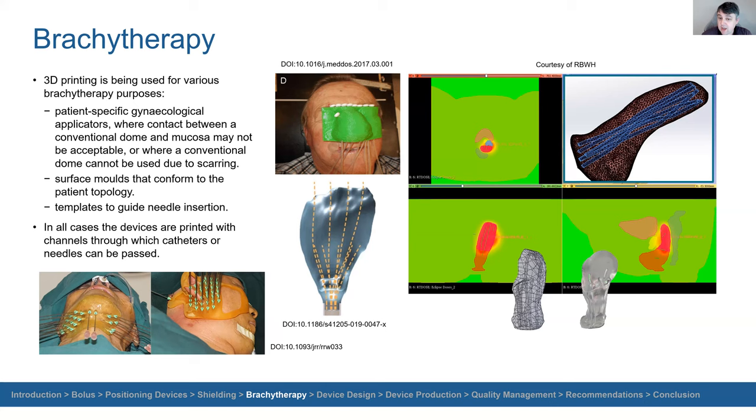Also patient specific gynecological applicators. Obviously sometimes you'll get cases where a conventional off the shelf dome doesn't fit the patient very well for whatever particular reason, potentially scarring, post hysterectomy, potentially the tumor itself. So a dome might give a poor dosimetric outcome in that the contact between the applicator and the mucosa is not really acceptable. You're able to 3D print an applicator that addresses that problem, with a lot of channels for catheters placed in it, so you can achieve the dosimetric quality that you'd like.